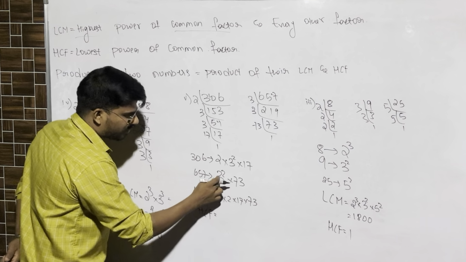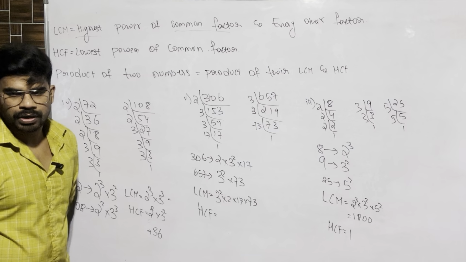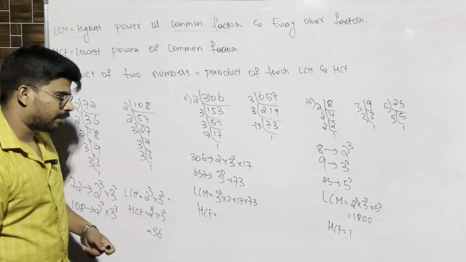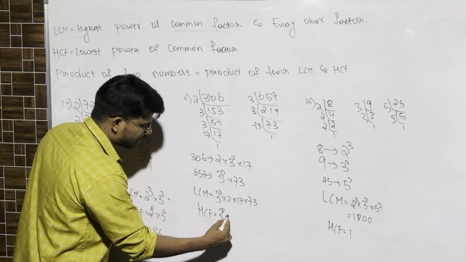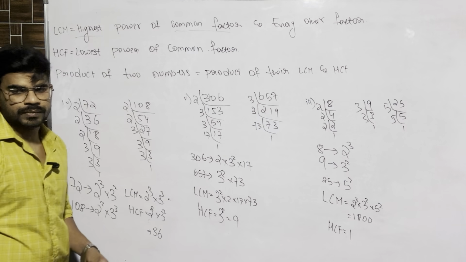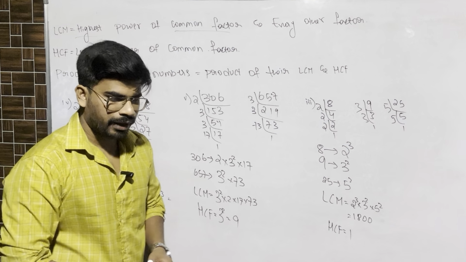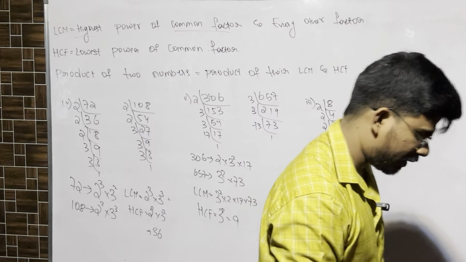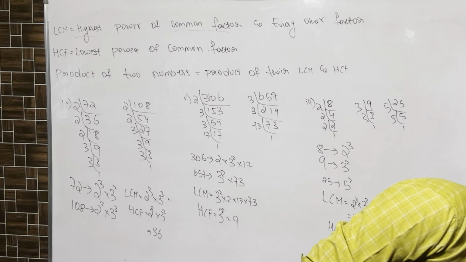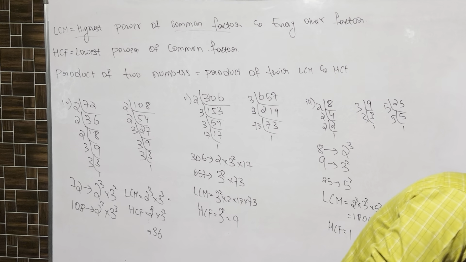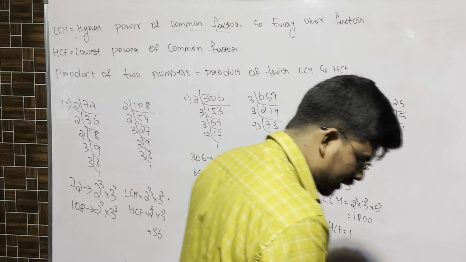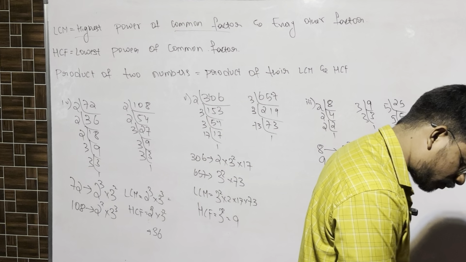HCF. Common factor only, we have to take to its lowest power. In both the cases, the power is the same, which is 3 square. 3 square is nothing but 9. That is the HCF. Clear? A few more questions I will give at the end of the session. So this is how we find LCM and HCF. Next, check whether 6 power n can end with digit 0.